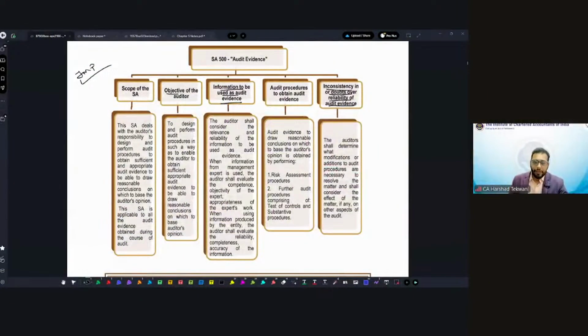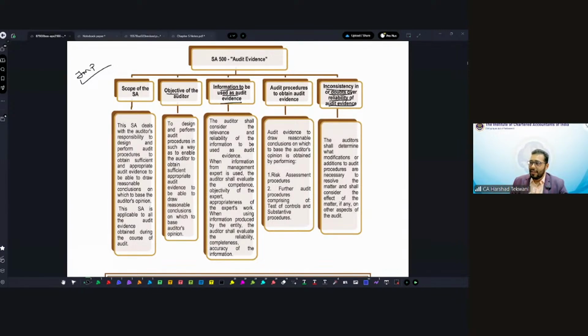Okay. Now we discussed SA 500. Now we will proceed to the next standard, which is SA 501. SA 501 basically talks about specific scenarios. SA 500 was audit evidence, but SA 501 is the audit evidence applicable in specific scenarios.